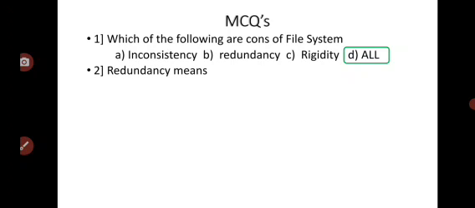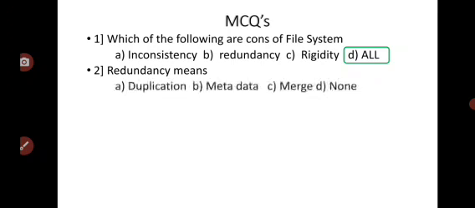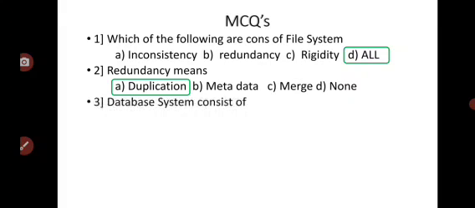Second question, redundancy means the duplication of data. So A is duplication, B is metadata, C is merge, D is none, and the answer is A, duplication. Third question, a database system consists of hardware, software, data, and the D option is all. It will contain hardware, software, data, people and procedures. So the correct answer is all.